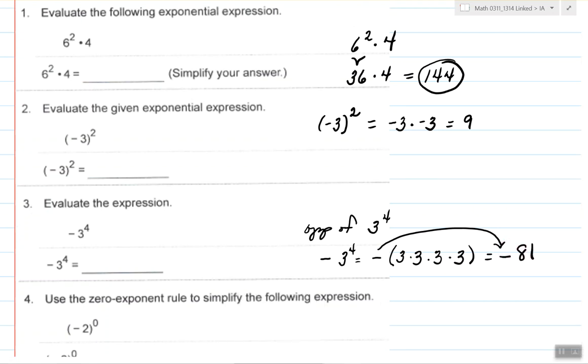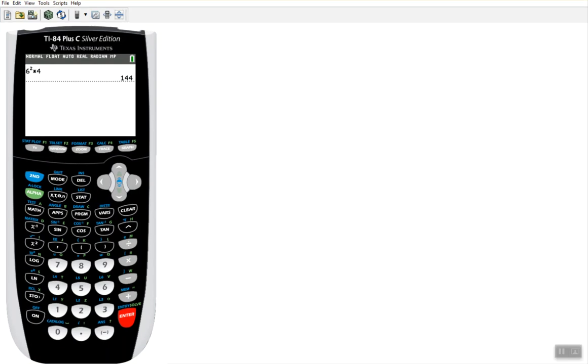We can verify those things with our calculator. If you have open parentheses, negative 3, close parentheses, squared, and press enter, you do get positive 9. And if you have negative 3 raised to the 4th power, now, this is the first time I've shown this on the calculator. If you're raising to something other than squaring, there are a few other ways to do it, but I usually use the exponent key, which looks like a housetop.